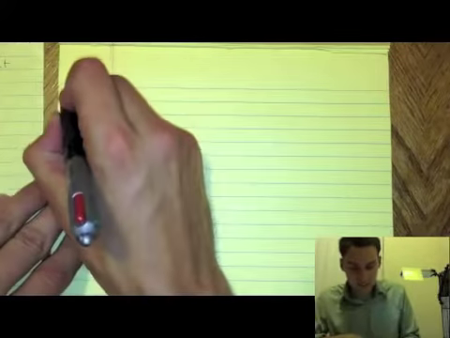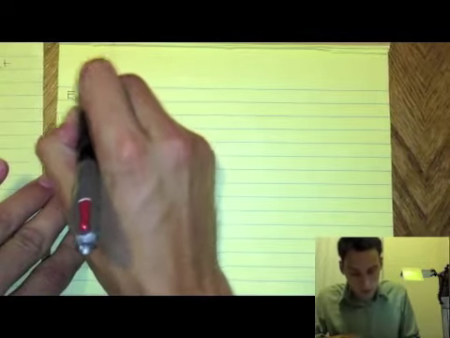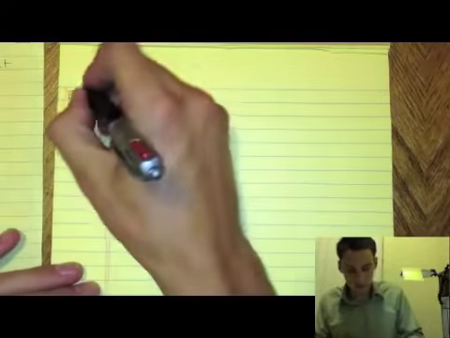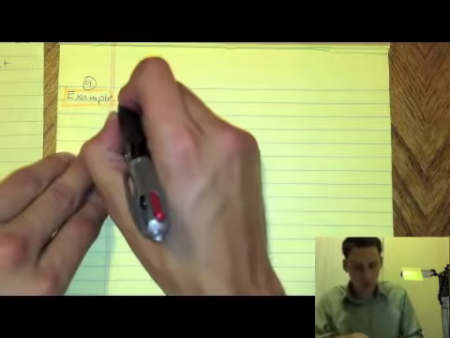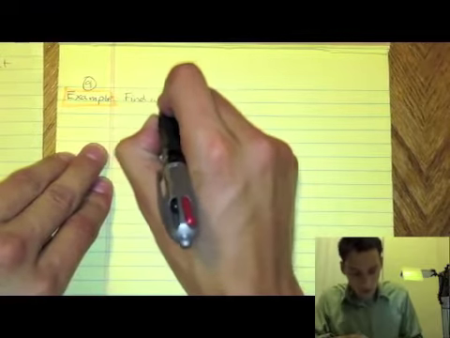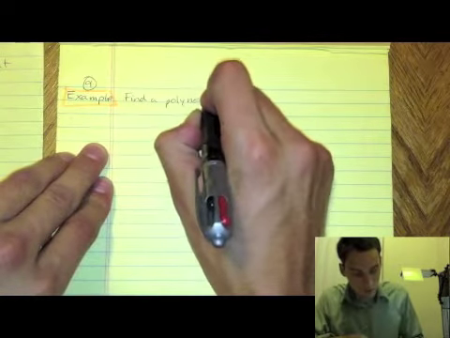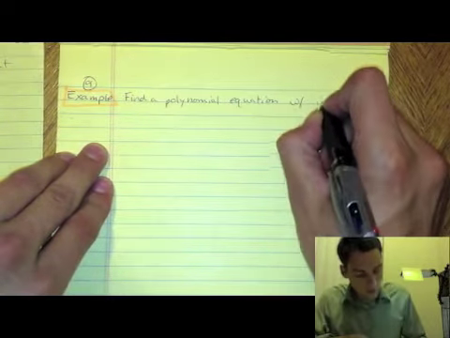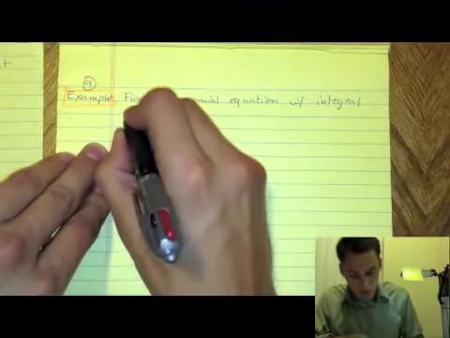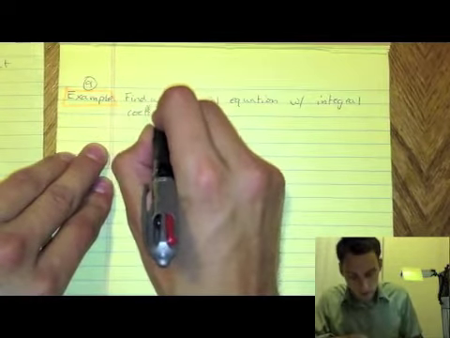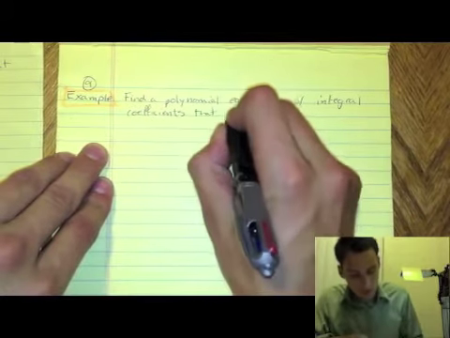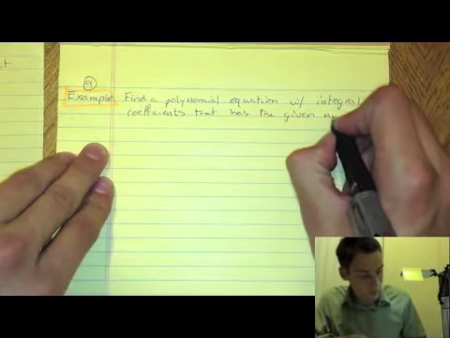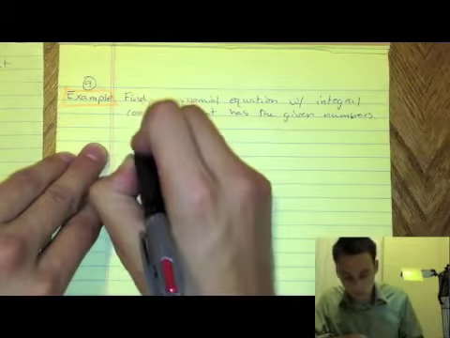So the next example is example 9. Circle that 9. This one, the directions are: find a polynomial equation with integral coefficients that has the given numbers as roots.